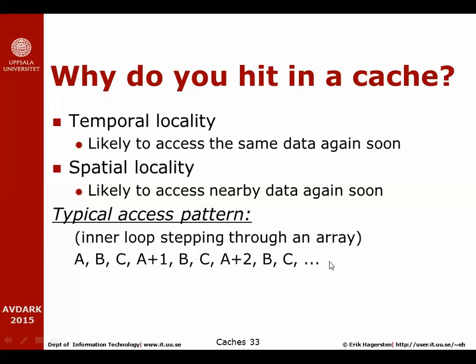So here you can easily see the two kinds of locality patterns. The local variable B as well as the local variable C is accessed over and over again, so there's a high likelihood that it will be accessed soon again. And A plus 1, A plus 2, A plus 3 is accessed.